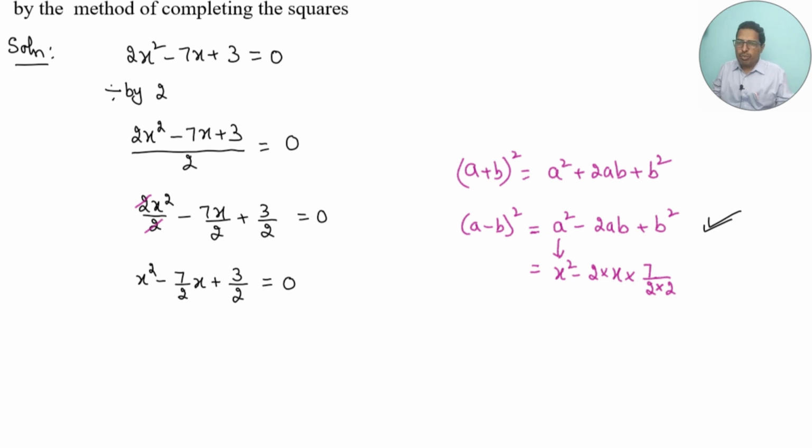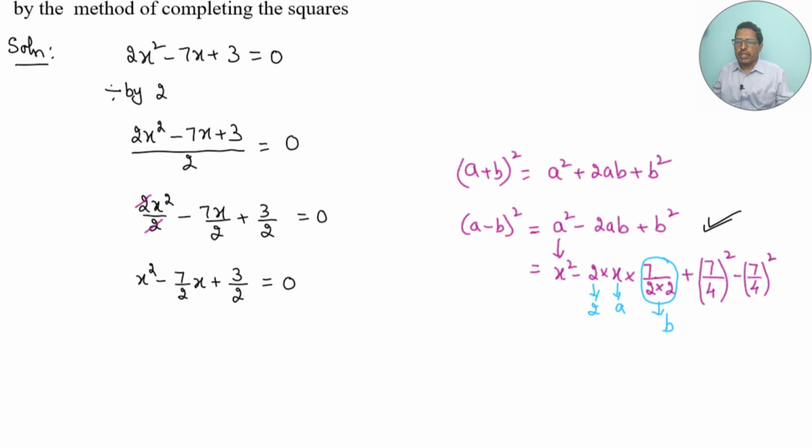Now this expression will act as your b value, and this will be your a value. This is 2, so are you getting 2ab? The next term is plus b square. So b is 7 by 2 times 2, which is 7 by 4, and b square is 7 by 4 whole square. But over here you don't have it. Since there is something additional that we are adding, we need to subtract the same value, 7 by 4 whole square.